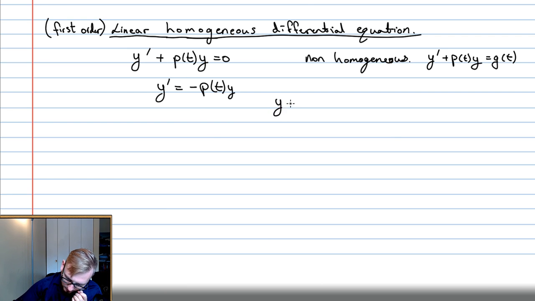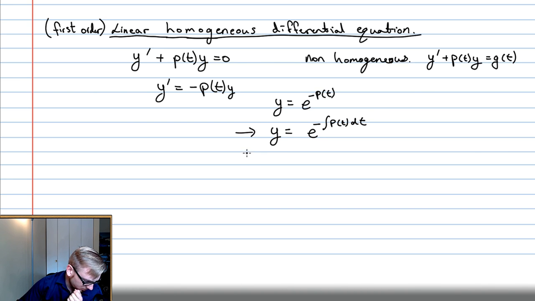So our y is equal to e to the negative p of t, which means if we have a solution, we need our y equal to e to the negative integral of p of t dt. It's not really a general solution. It could just be a simple solution to the linear homogeneous differential equation.